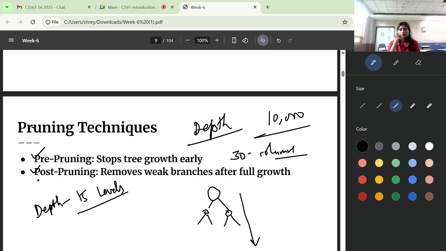Limitation of decision tree. Overfitting.